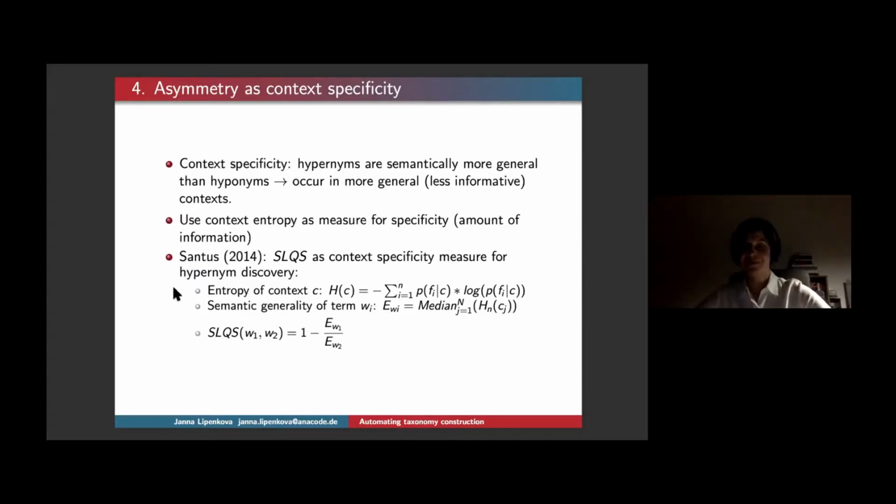So there has been a score that has been proposed already some years ago by Santos et al. It is called SLQS, not SQL, but SLQS, which is a context specificity measure for hyperonym discovery. And how it works is actually a very simple process. You take each word in your candidate pair, and for each context of this word, you compute the entropy of the context, and then for each word, you compute the median over all its contexts. The term which has the higher median context entropy is supposed to be the hyperonym in the considered pair, and the one with the lower entropy is considered the hyponym. And this is the last step so far in our approach.